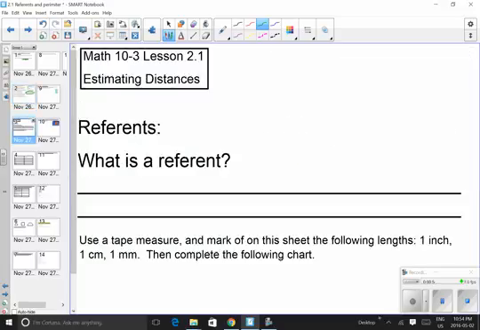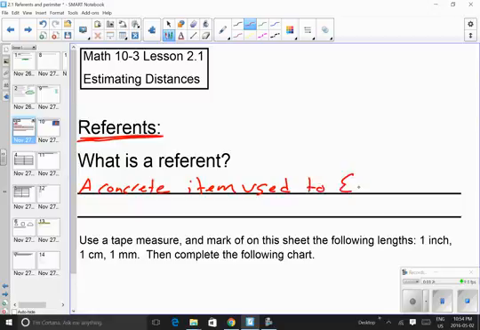Alright, so lesson 2.1, the first lesson of this unit, we are talking about estimating distances and perimeter. Whenever we're estimating, we are going to talk about a referent. A referent is a concrete item used to estimate measurements. Sorry, not to estimate distances, to estimate measurements.